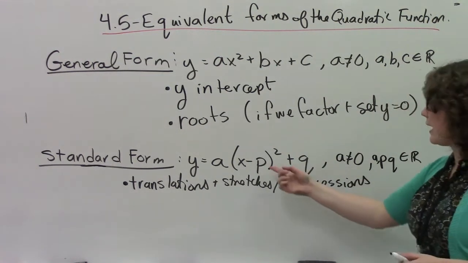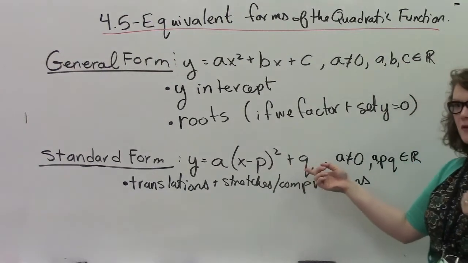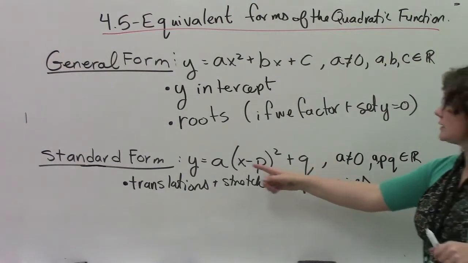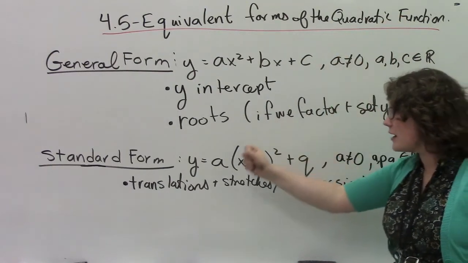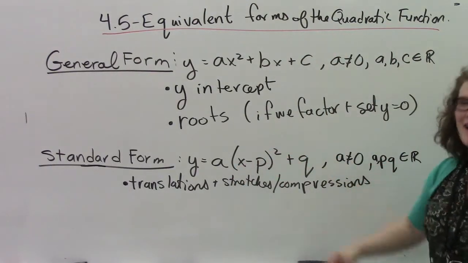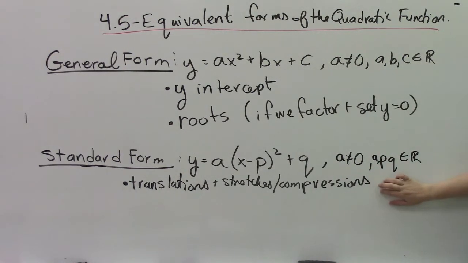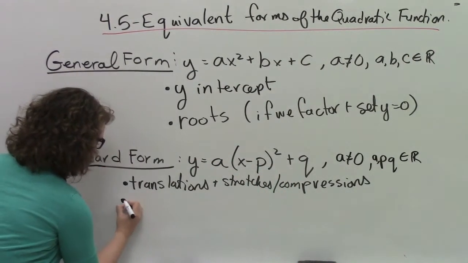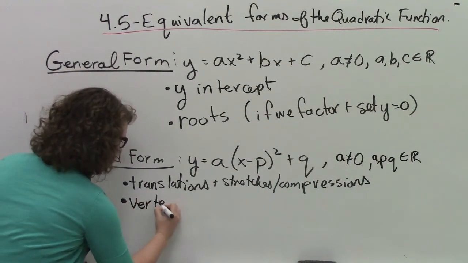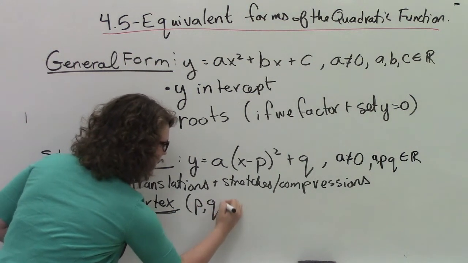Okay? We know that it moves left or right, p units. We know that it moves up and down, q units. It's compressed or it's stretched by a factor of a... I just made that into a song. How great is that? Okay? So it tells us the translations really well. What it also does is it gives us our vertex. The vertex is always found at p, comma, q.